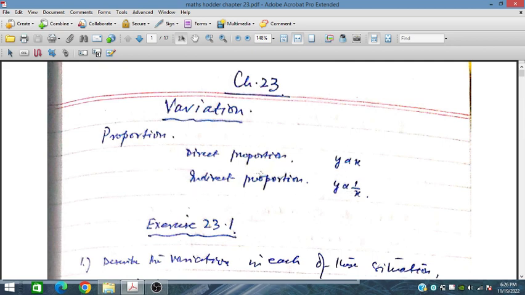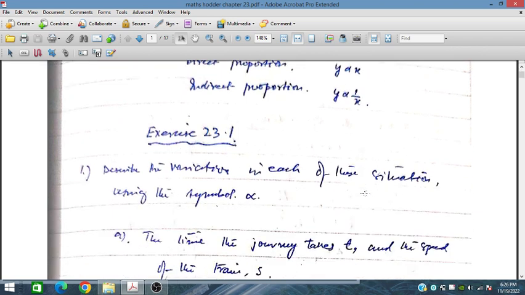Similarly, indirect proportion is an inverse relationship. Here, x and y are proportional, but inversely. Here, an increase in x will decrease y, or vice versa. If x decreases, then y increases. So we will discuss these relations in exercise 23.1.